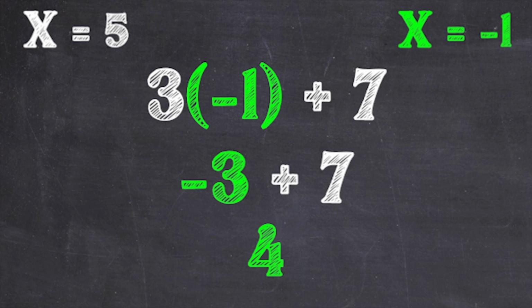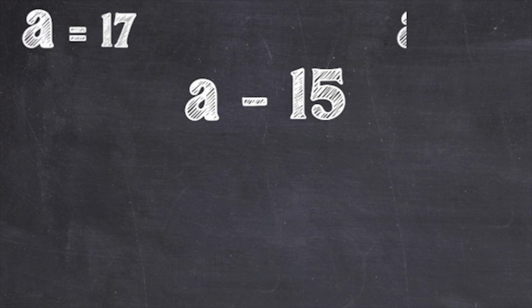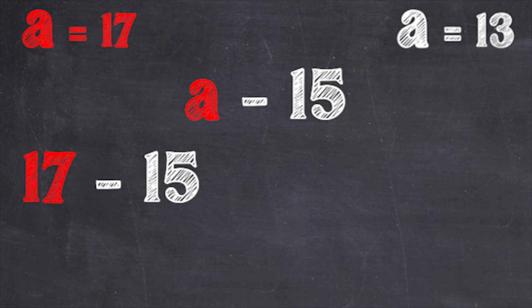Now that we have learned what it means to evaluate an algebraic expression and the steps to do it, let us take a look at some different examples. For the first example, consider the algebraic expression a minus 15. Let us evaluate this expression for two different values of a, the first one being 17 and the second one being 13. When a equals 17, we can replace a by 17 in the given expression a minus 15. This would give us 17 minus 15. Simplifying this would give us 2 as the final answer.